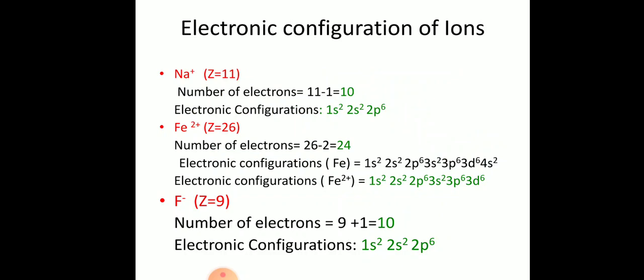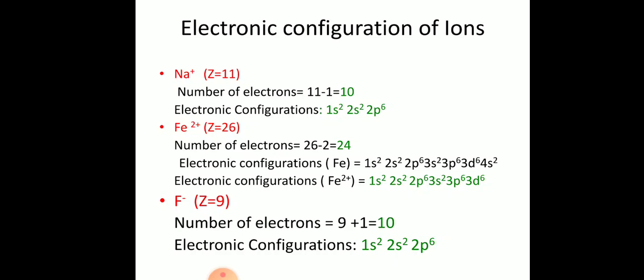The first thing you need to find out is the number of electrons. What is the total number of electrons present? Since atomic number is 11, the number of protons is also 11, but since there is a positive charge, that means one electron is lost. So the number of electrons will be 11 minus 1, that is 10. Next, we can write the electronic configuration for 10 electrons as 1s2 2s2 2p6.